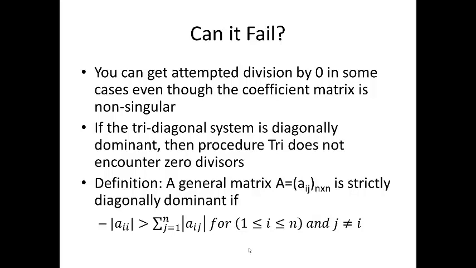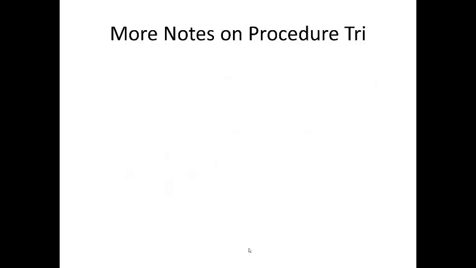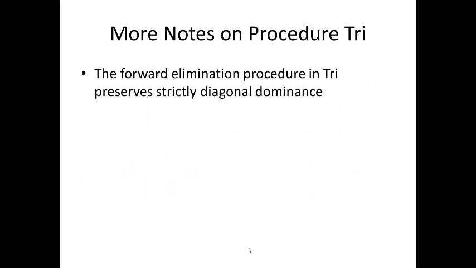So a general matrix A is going to be strictly diagonally dominant if the absolute value of the diagonal is greater than the sum of the absolute values of the other a sub i j's in that row. So what does this actually mean? We have this mathematical definition. What does it mean in practice? Basically, the forward elimination procedure in tri preserves the strict diagonal dominance.